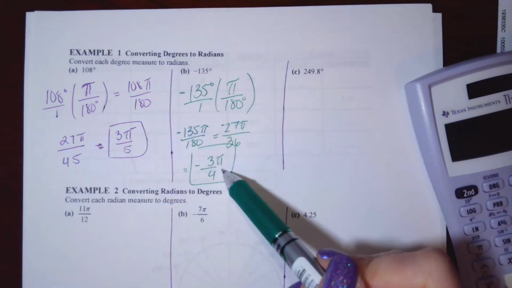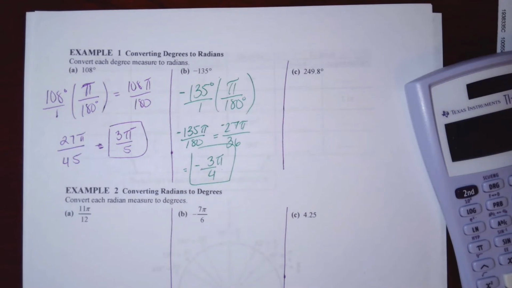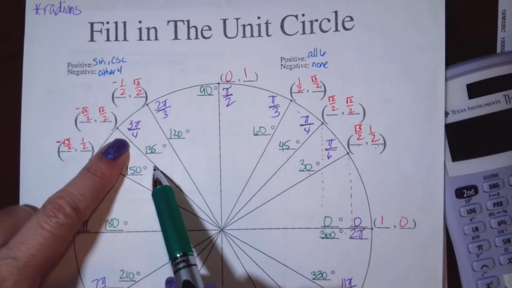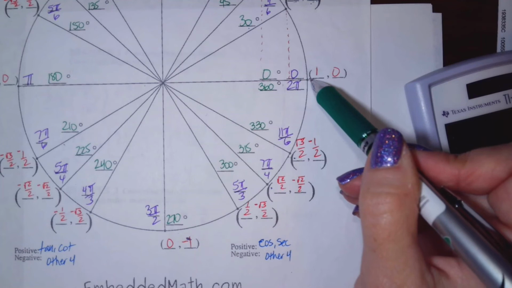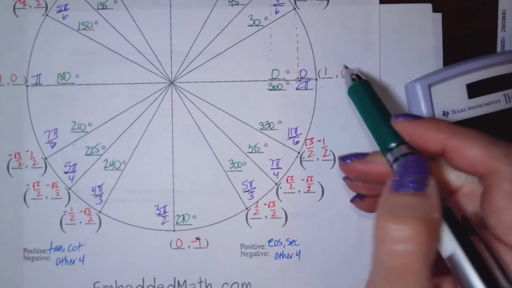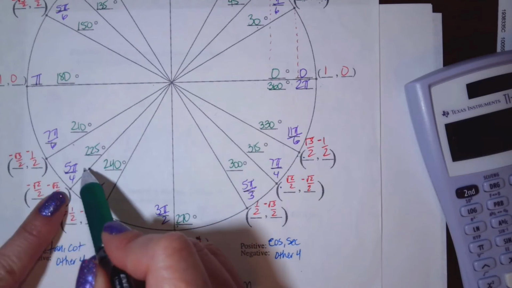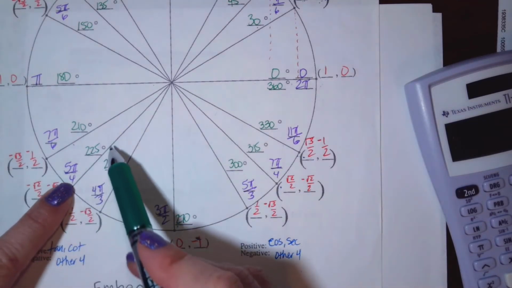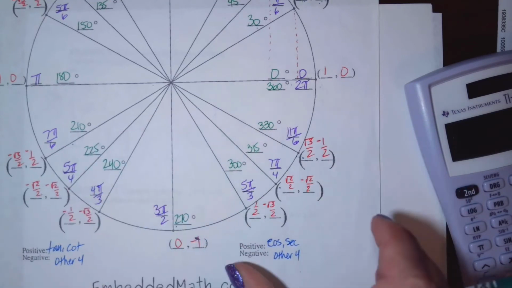This is a special angle on my unit circle, which I would have known by looking. A positive 135 is a positive 3 pi fourths over here in quadrant 2. If I were to rotate in a clockwise direction to get a negative 135, that would be a negative 90, and then here would be my negative 135. It would fall in quadrant 3, coterminal with 225, or 5 pi fourths.